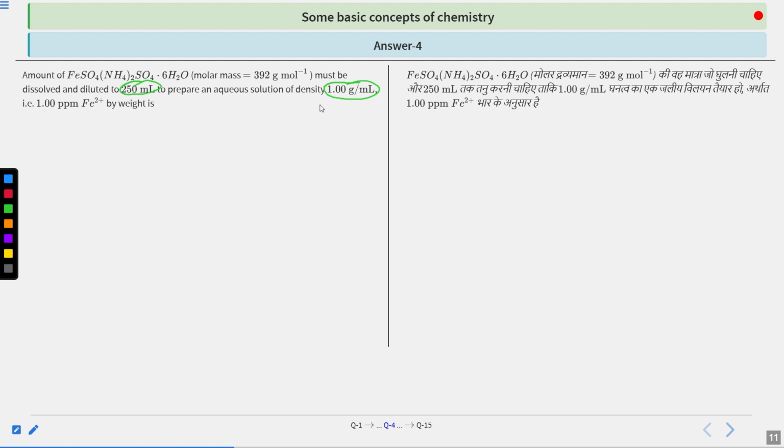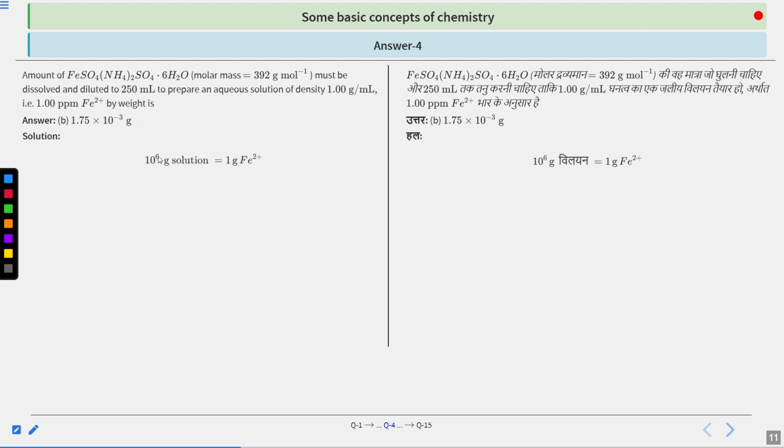So, two things are given here. First, the density is given. Second, the volume is given. And we have to simply find the weight. Very simple, right? Because we know the formula density equals mass per unit volume. Let us see first what the correct option is. The correct option is B, 1.75 × 10^-3 grams. Let us see the solution.